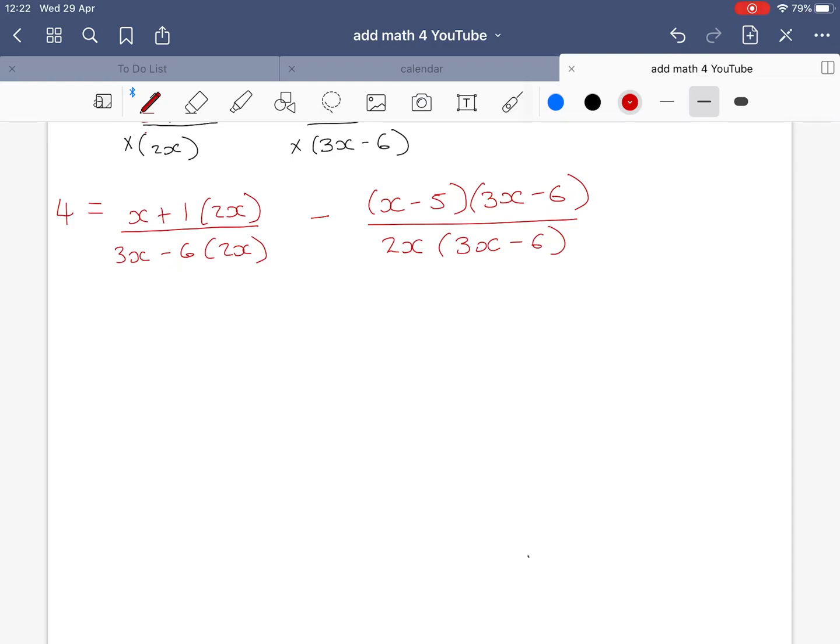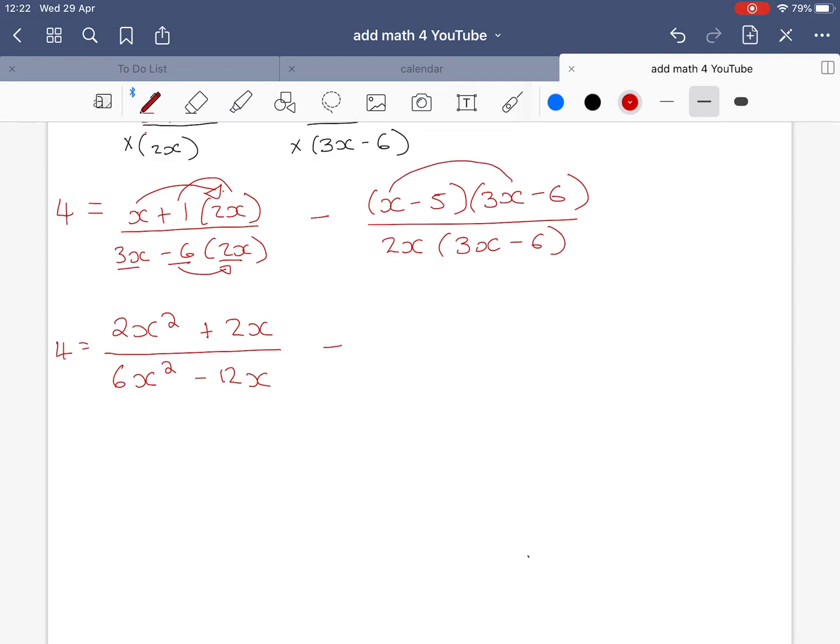I'm just going to expand things first. So I'm going to do x times 2x. I'll just look at my 4 equals. So that will be 2x squared, and then 1 times 2x is 2x. The bottom denominators now, so we've got 3x times 2x, so that's 6x squared, and minus 6 times 2x is minus 12x. So that's my one fraction expanded.